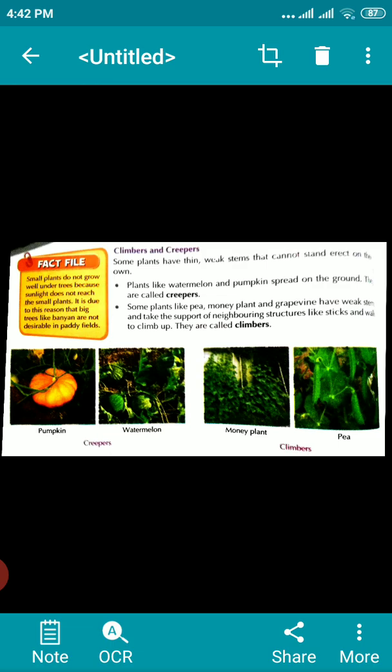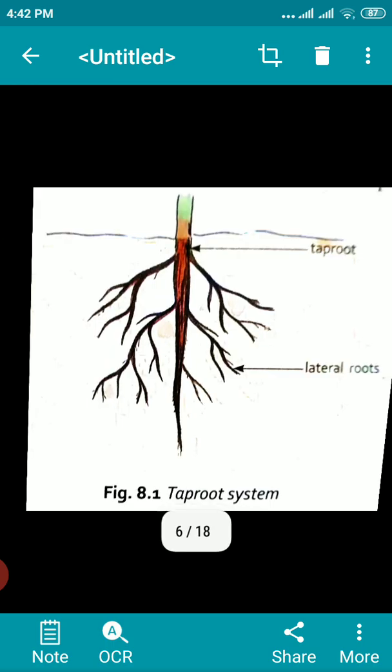Now let's talk about the two systems, the root system and the shoot system. So the first one, let's study about the root system. The roots of the plant grow inside the soil. There are two types of root system in plants. They are taproot system and fibrous root system. In this picture, you can see the taproot system.